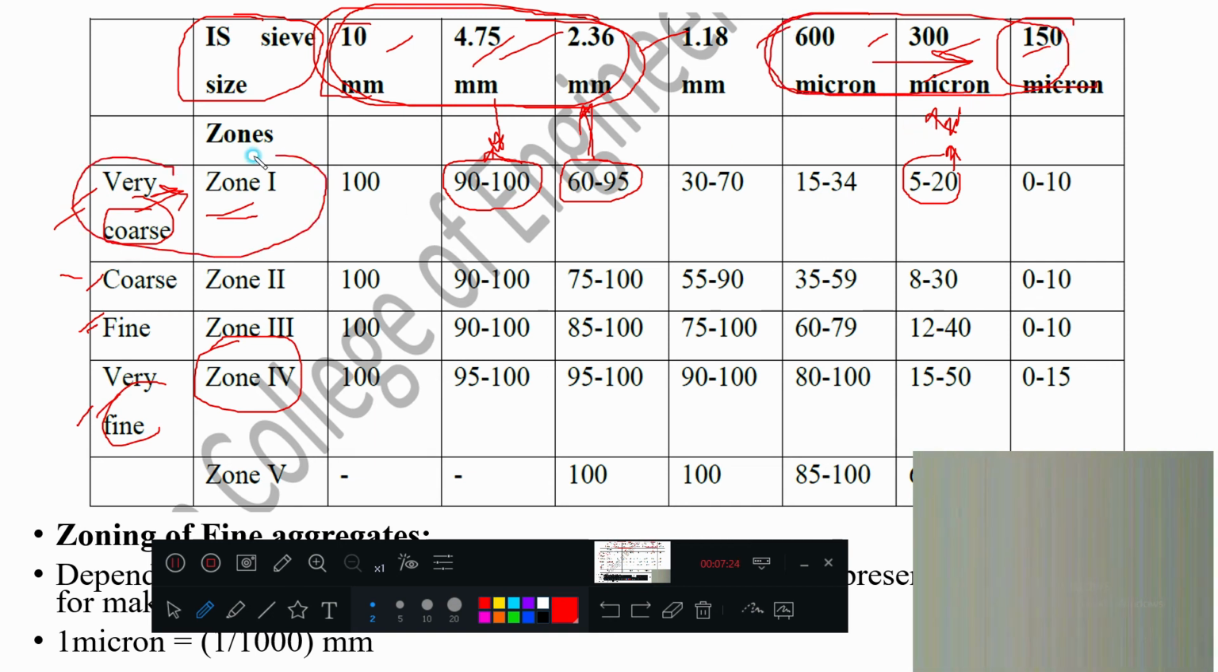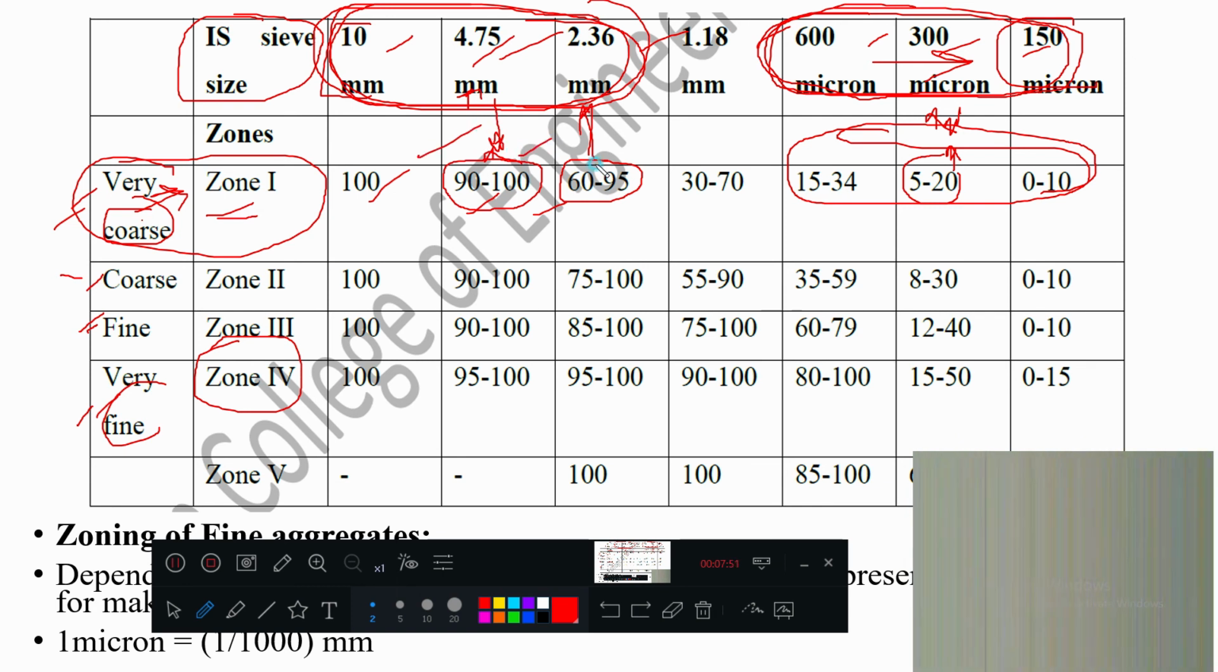In this coarser sand, or zone 1 sand, the coarser particle fraction is more. That is why 100%, 90 to 100, 60 to 90. The finer particles, that is 600, 300, 150 micron, their fraction is less. So in coarser sand the bigger particle size fraction is more. That is why 100%, 90%. Here the smaller particle sizes, 600 micron, 300 micron, 150 micron, their percentage is less.